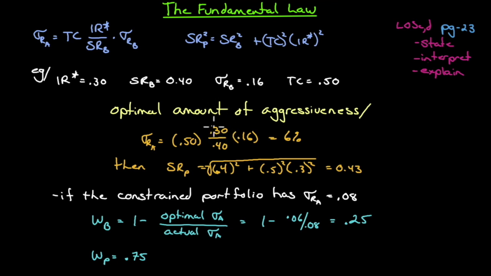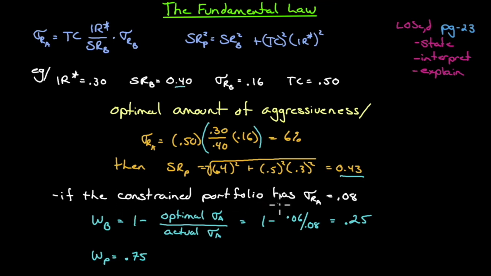Well, it's the original formulation that we had, which was this over here, scaled down by the transfer coefficient. Notice that it would have been this amount, but we multiply it by 0.5. So that's 6%. In other words, it cuts the active risk in half. So the Sharpe ratio that we can achieve is 0.043. Notice the Sharpe ratio on the benchmark was 0.04. This is 0.043.